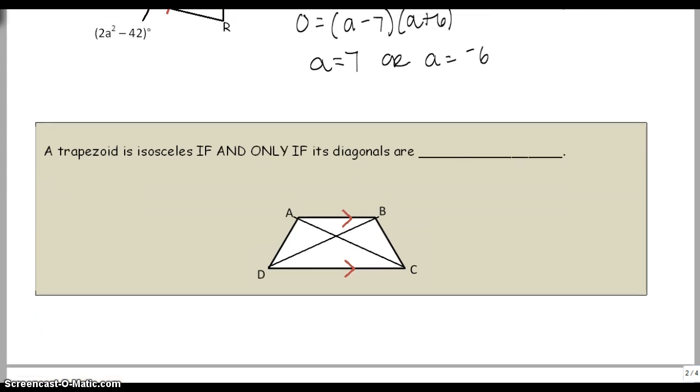Here's another property. A trapezoid is isosceles if and only if, remember this has to happen, if the diagonals are congruent. So if your trapezoid's diagonals are not congruent, then it is not an isosceles trapezoid. So what we have to know is that AC has to be congruent to BD.